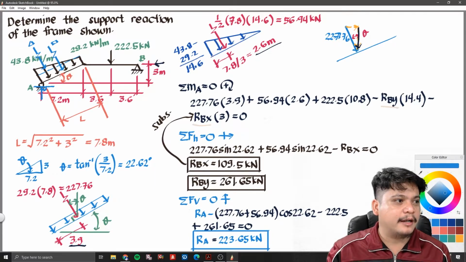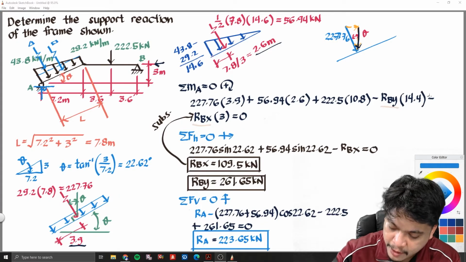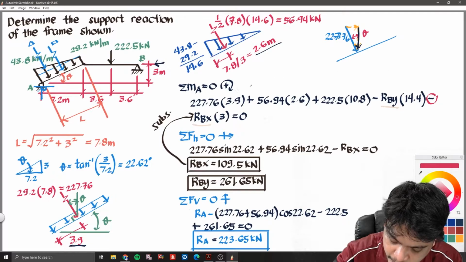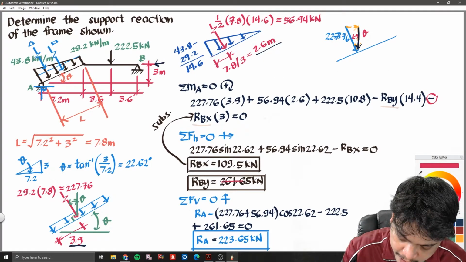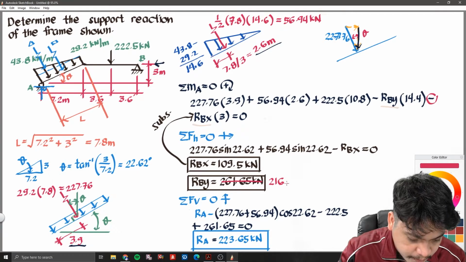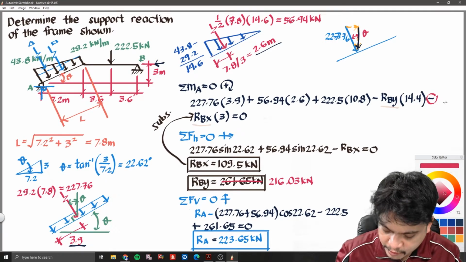Let's double check natin. Okay, so ito, minus pala to. Sorry, minus pala to. So, this one, mababago. So, ito pakipalitan. So, yung RBY natin, instead, magiging 216.03 kilonewton. Okay, so, ayun. Minus pala yun.